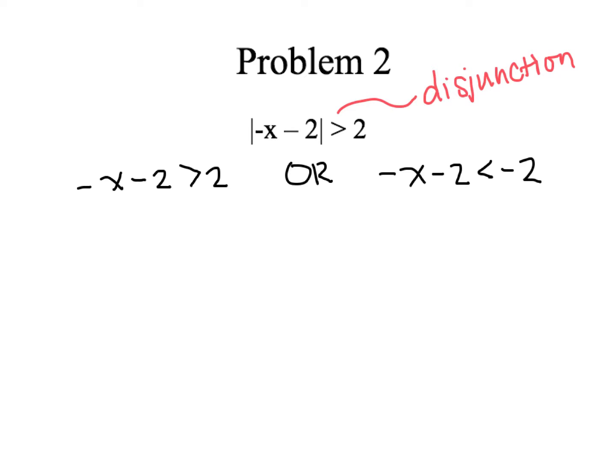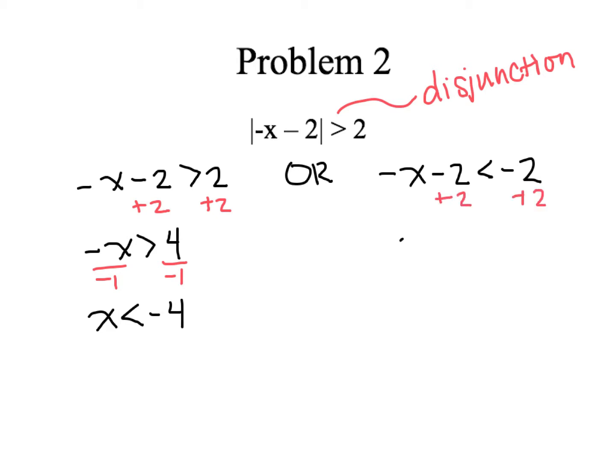So I'm going to add 2 to both sides. Get negative x is greater than 4. Divide by negative 1. I need to change the sign of the inequality. So x is less than negative 4. Now on this side, I'm going to add 2 to both sides. I get negative x is less than 0. Divide by a negative. So I get x is greater than 0.